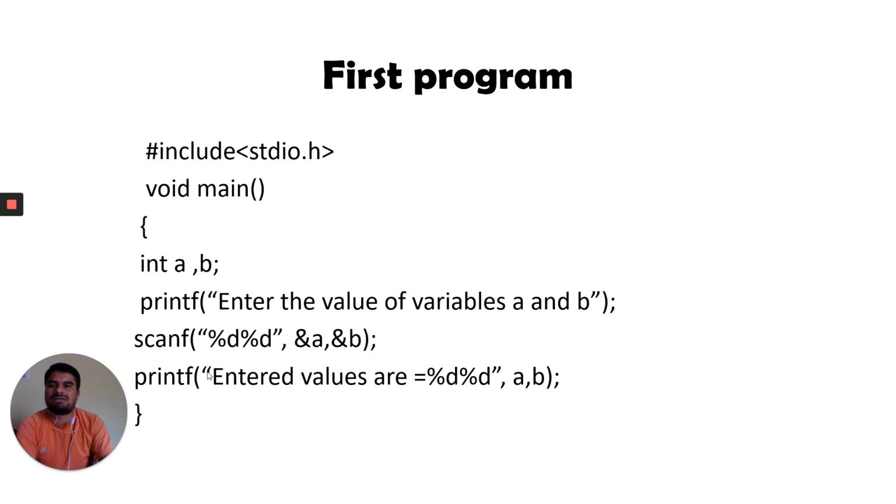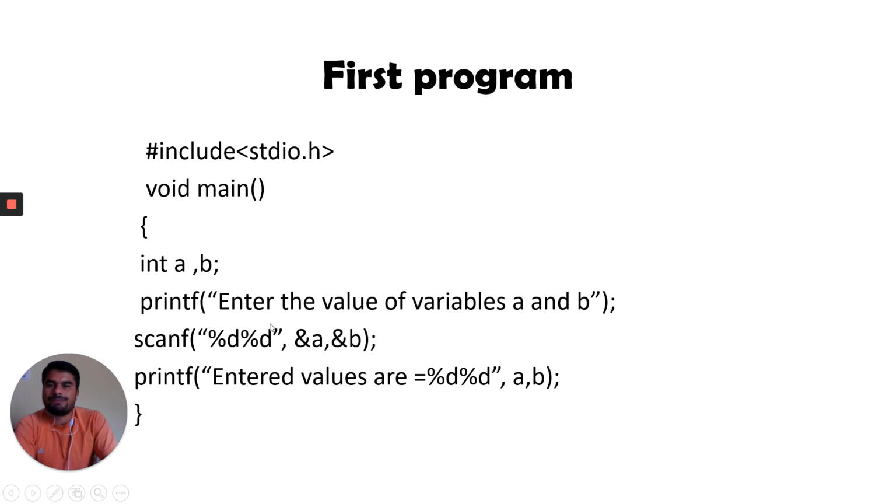This is the first program where I can explain where exactly printf and scanf will be called from. This is #include <stdio.h>, the standard input output header file. We call it a preprocessor directive; it includes the standard input output .h file before the beginning of the program. Input relates to scanf, output relates to printf. void main is a calling function, as I already explained. It calls other functions to perform its task.